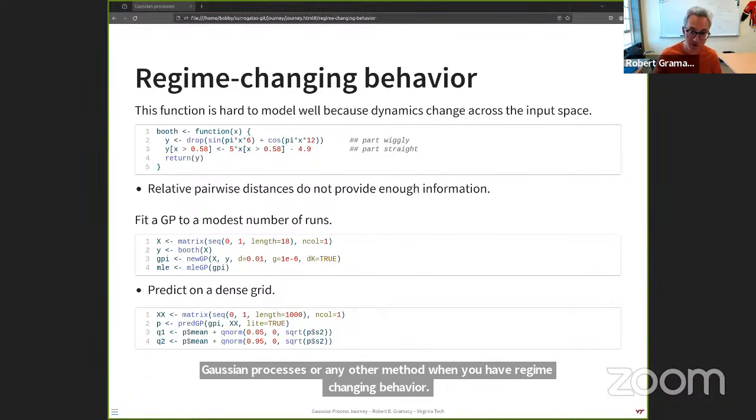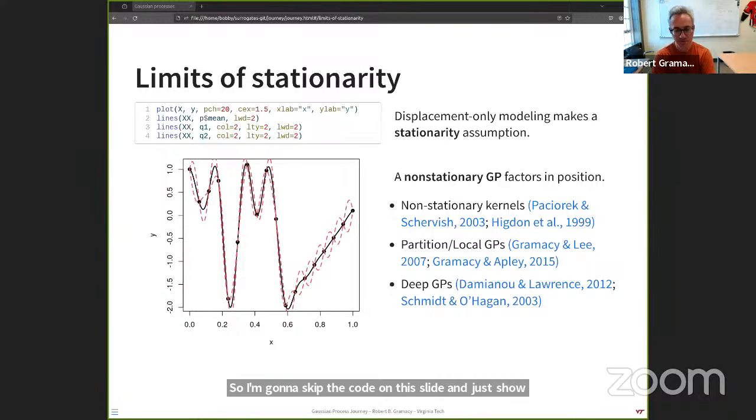I'm going to skip the code on this slide and just show you the visual. So here's the function. On the left, between x equals 0 and x equals 0.5, it's wiggly and high amplitude. And on the right, say after about 0.5 or 0.6 or so, it's a linear function. So these are two different regimes, a very non-wiggly and a wiggly part of the response surface. Smooth is the wrong word because it's a calculus word.